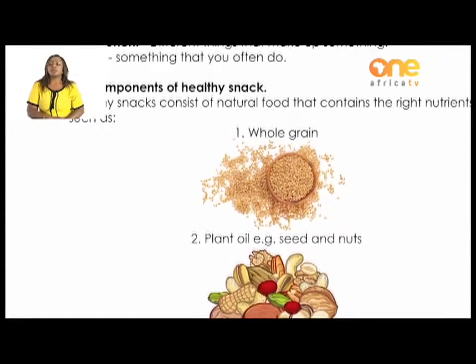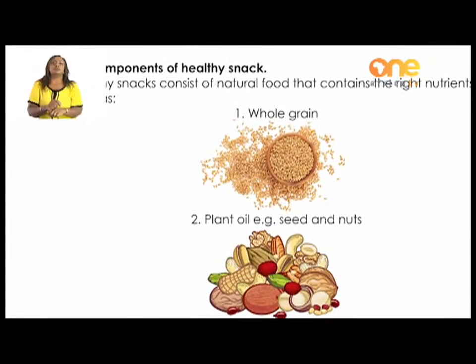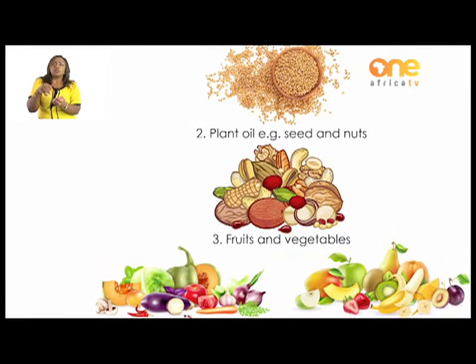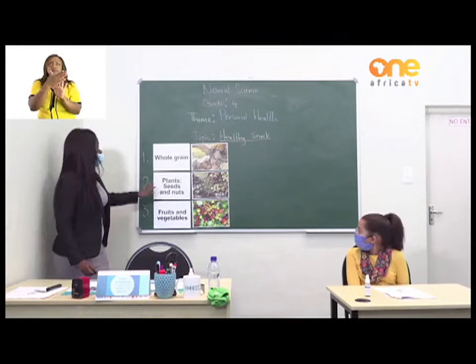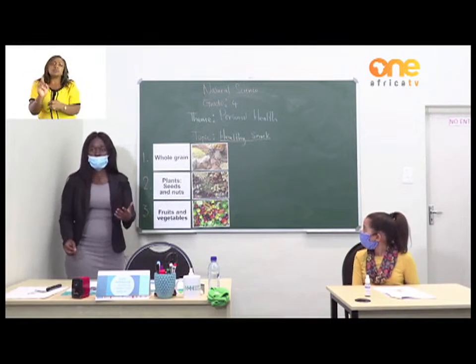List components of healthy snacks. Healthy snacks consist of natural food that contains the right nutrients such as whole grain, plant oil. For example, we have the seeds and the nuts, fruits and vegetables. Now let's look on the board here. Whole grain. What are the examples of a whole grain?